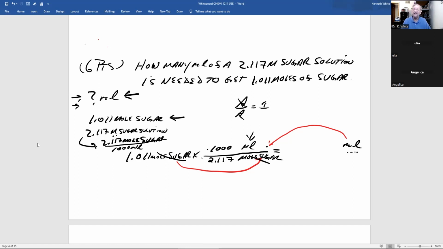So I'm going to happily... Whoever said chemistry wasn't fun? It is. I have 1.011 times 1,000 divided by 2.117. And my calculator gives me this number. Are you ready for this?